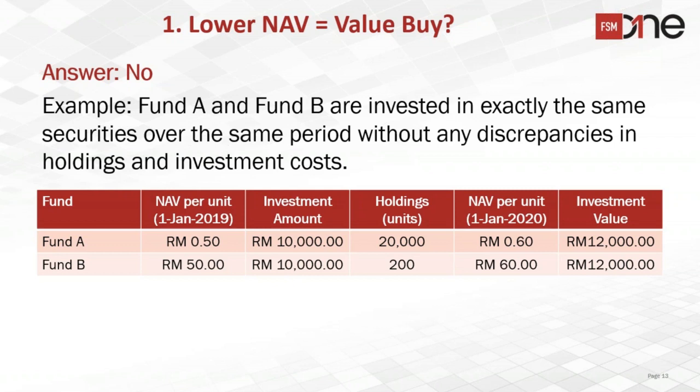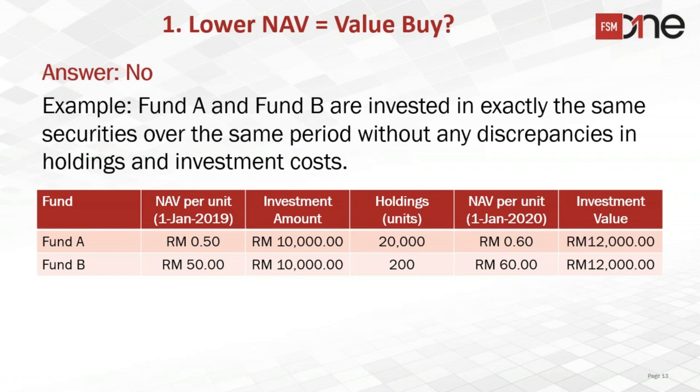Fund A and Fund B, actually they are invested in exactly the same underlying asset, which means they are invested in the same stock counter over the same period of time. So for example, both fund manager bought our company stock in the same day. So fund manager of fund A is very normal. He priced the NAV as 50 cents because he wants to attract or induce more investor to buy his fund. But fund manager for fund B is a bit special. He priced the NAV as 50 ringgit. So you will see that the NAV per value as of 1st of January 2019 for fund A is 50 cents, and for fund B is 50 ringgit.